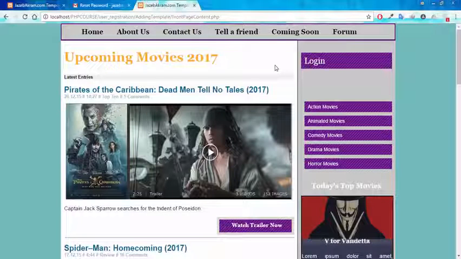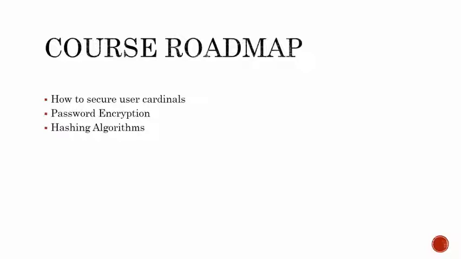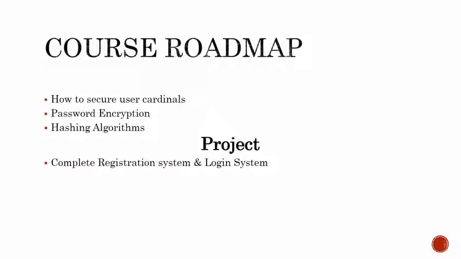So this is the system that we are going to build in this course, and you will learn many tips and tricks in this project. In this course, you are going to learn about many things. First, I will show you how you can still protect your user credentials even if the security of your website got compromised. We will learn about password encryption, and then I will teach you about many hashing algorithms. And at last we are going to pick one hashing algorithm and implement it in our project. And in our project we will code the registration and login system completely.